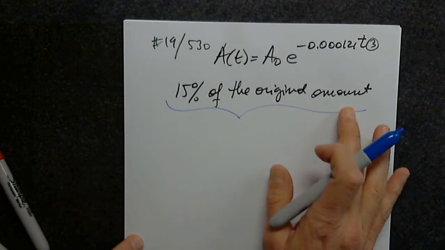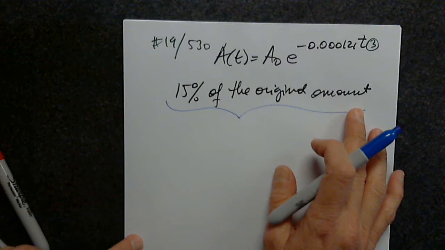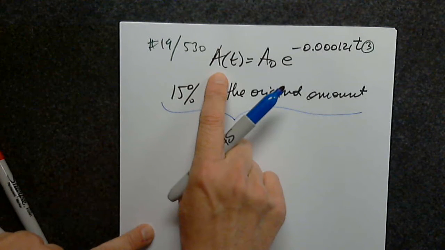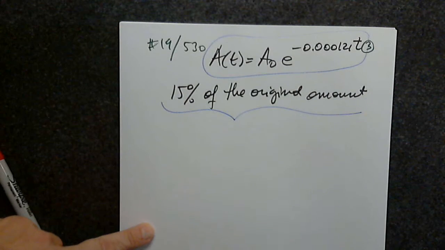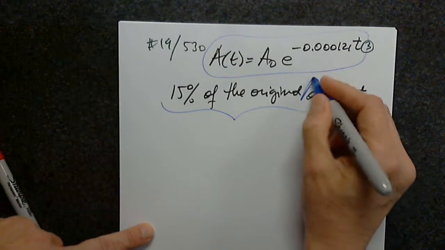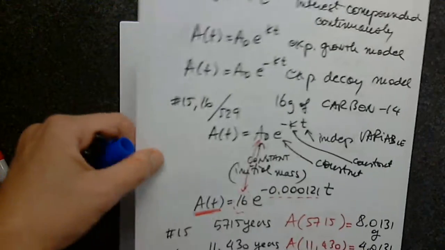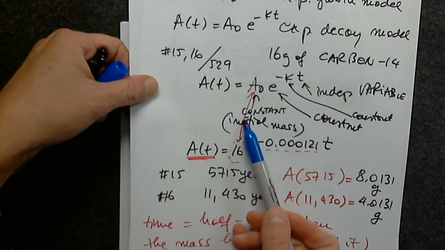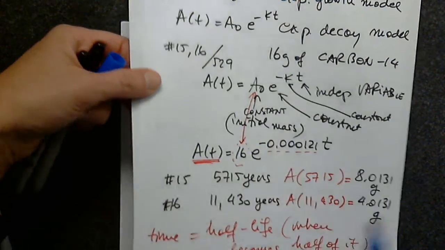How do we denote the original amount? No, this is what we have today. So from all this, which portion is the original amount? A0. A0 is the original amount, right? So let's go back to our list of models. A0 is the initial or the original amount.